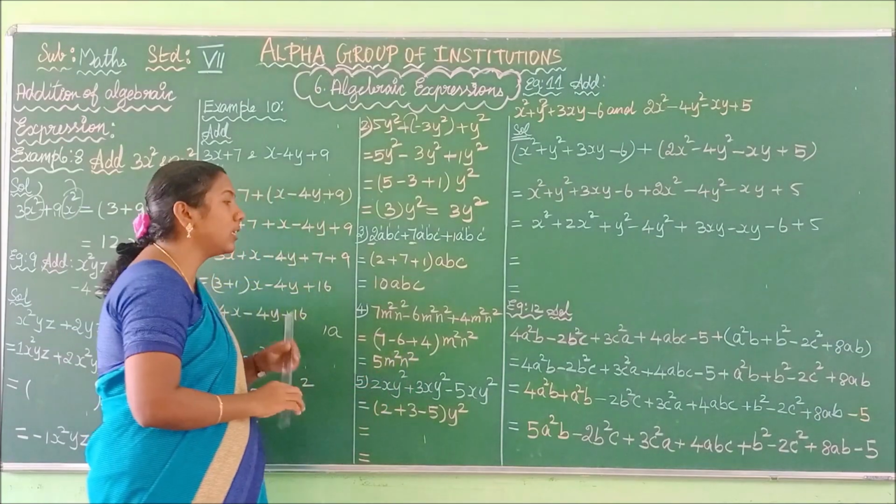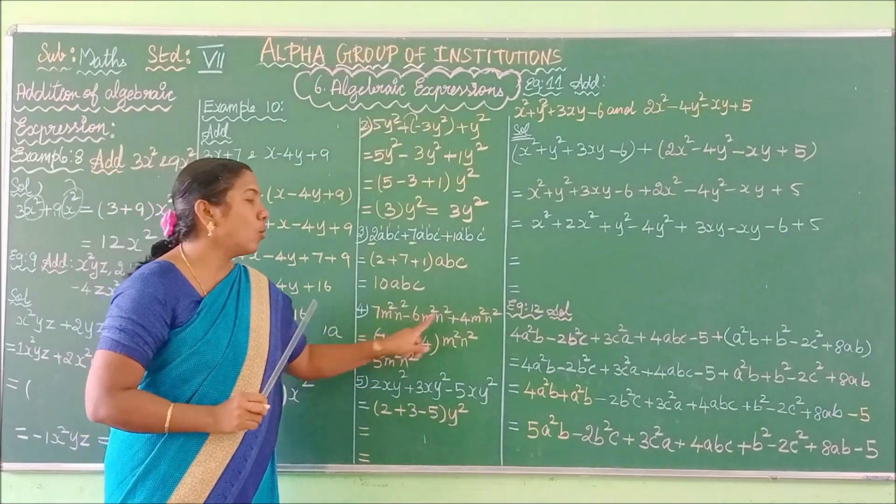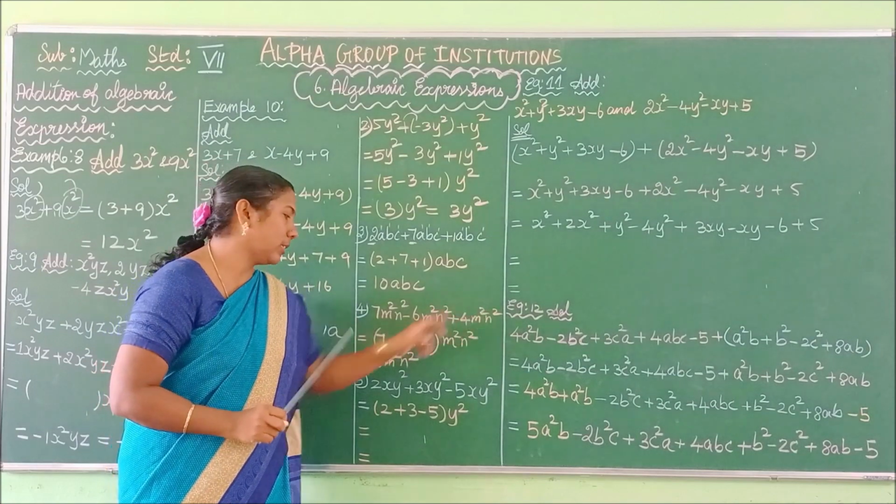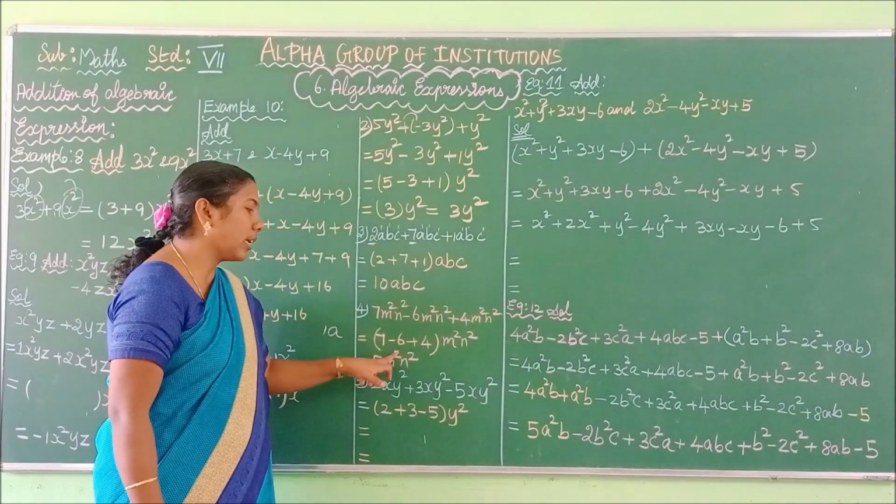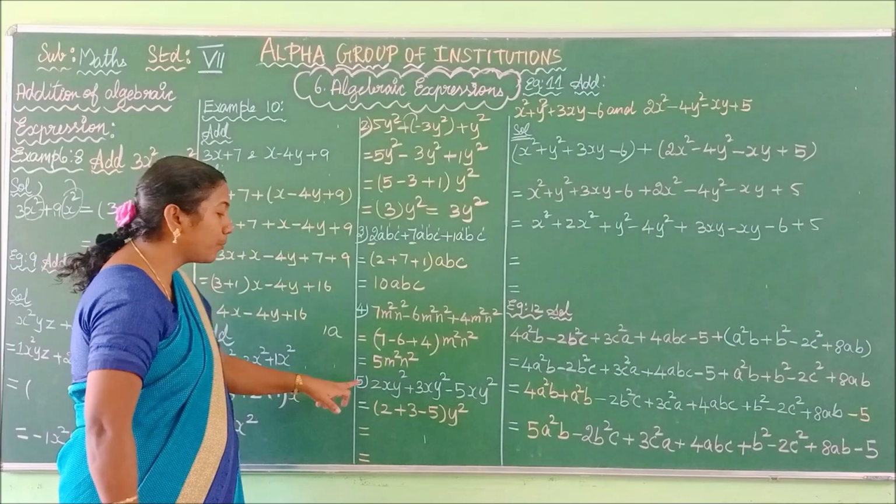Do you understand, children? 7 minus 6, 1. 1 plus 4, 5m square n square. So we got the answer 5m square n square. Okay, see the next sum.